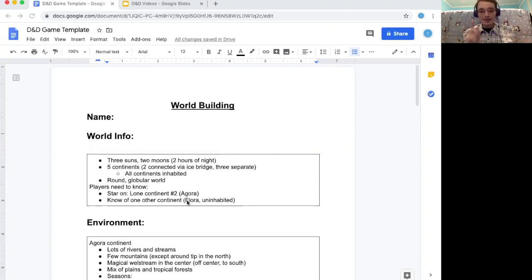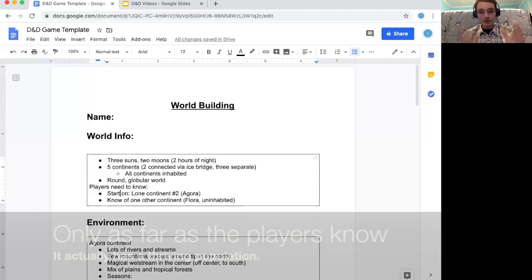Here's, however, what the players need to know. They are going to start on one of the lone continents, which is continent number 2, which I have decided to call Agora, which means marketplace. I'm starting to do a little bit of world building here where the name actually means something, which means that when I take actions later on that gives me direction. They also know of only one other continent. The other 3 are complete mystery to the players, and that is the continent of Flora, which is uninhabited.